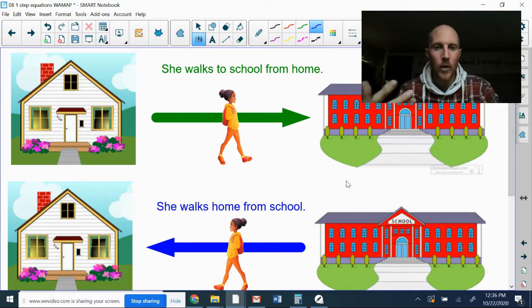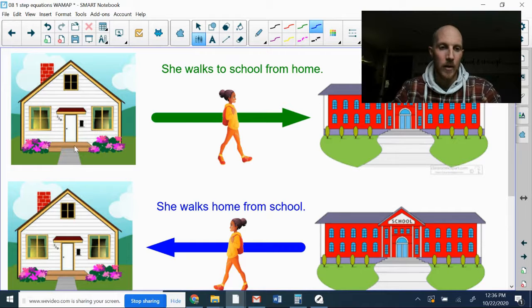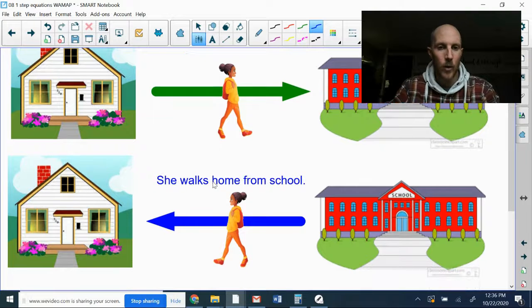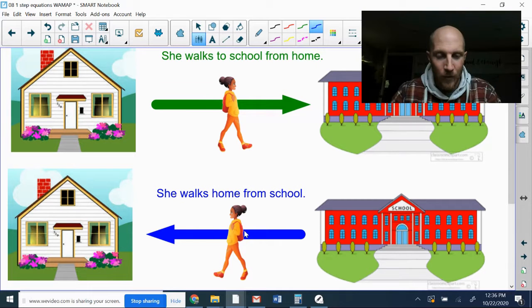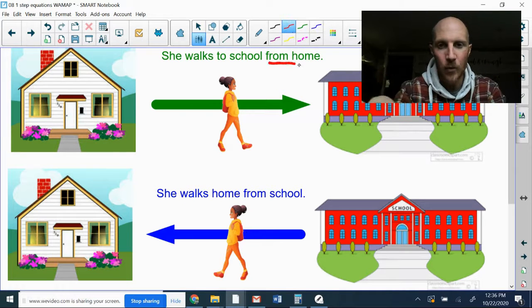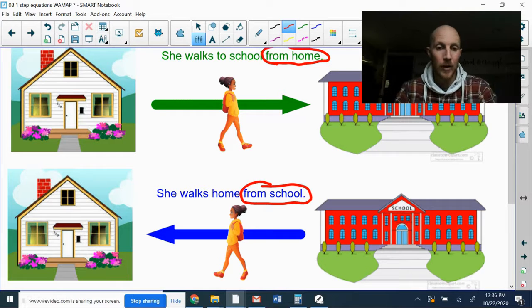So if I say she walks to school from home, that is illustrated on the top here, from home to school. And if I say she walks home from school, then that means the exact opposite, right? One thing you go in the morning, you go from home to the school, and in the afternoon you go from the school back home. Okay, so what we have to pay attention to is that word from. There are other words that do the same job, but from is going to tell us where we started, right? If she walks to school from home in the morning, she started at her house. And in the afternoon, she walks home from school. She started that walk at the school.